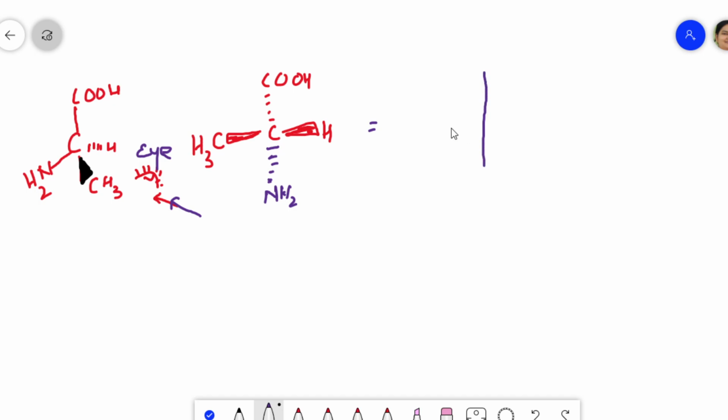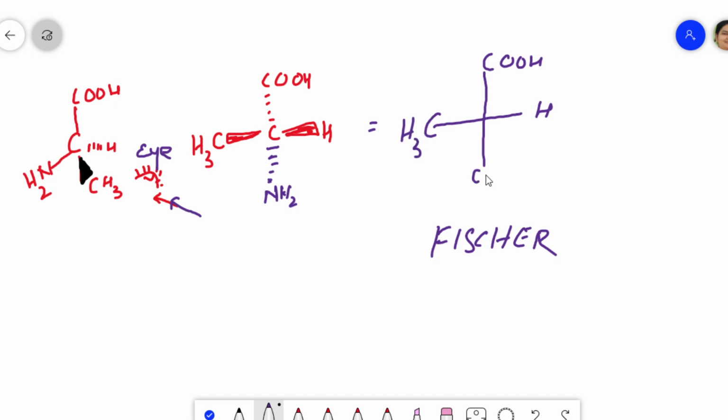Now in the case of Fischer, what will we use? We will make use of vertical lines and horizontal lines. This is your Fischer projection. On the vertical line, what you will have? COOH, and this way it is hydrogen, and this way it is CH3, and the other one is NH2. So this is your Fischer. And this is your wedge structure.